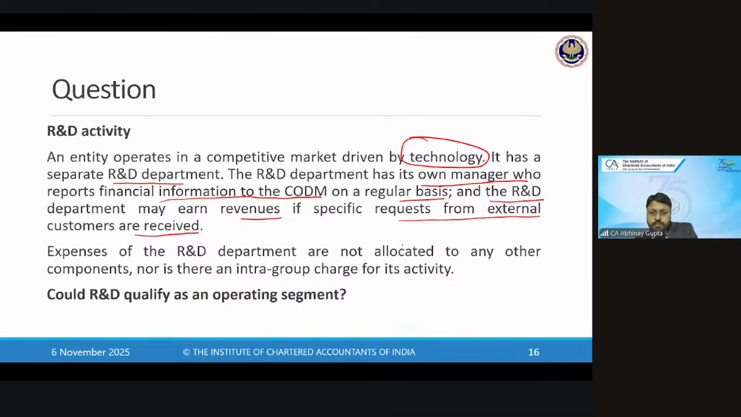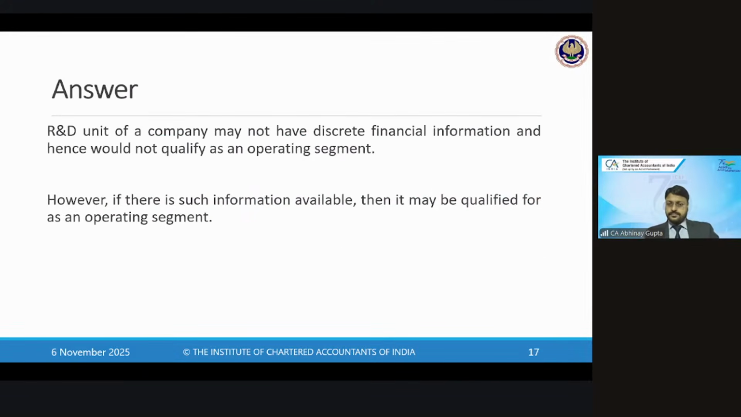Expenses of the R&D department are not allocated to any other component within the company, nor are there any intra-group charges for this activity. Does R&D qualify as an operating segment? Yes, sir. Of course, we discussed it just now. The CODM is regularly reviewing this, and the R&D department is able to earn revenue, but currently it is not there. But the expenses are immaterial.